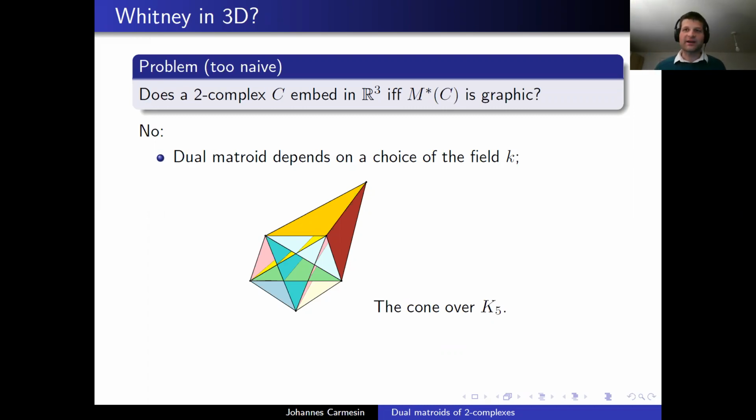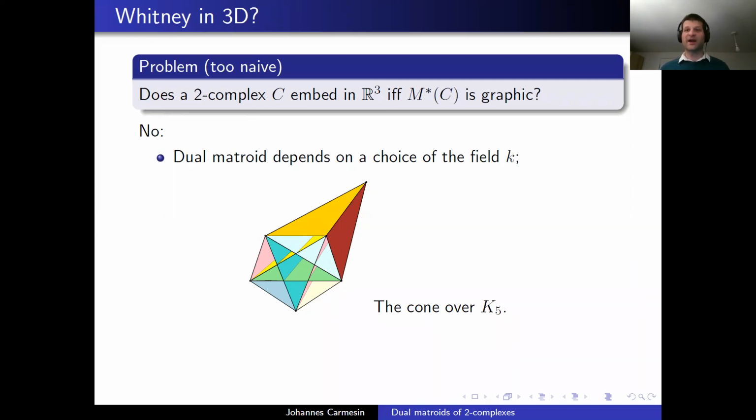And the claim is that this two... right. So if you compute the dual matroid for this two complex, it's just a bunch of loops. I mean, if you write out the matrix, that's what you're going to get. But this two complex, just trust me on this. But unfortunately, this cone over K5 doesn't embed in 3 space.